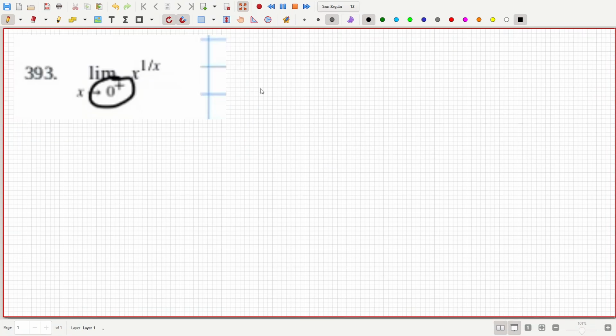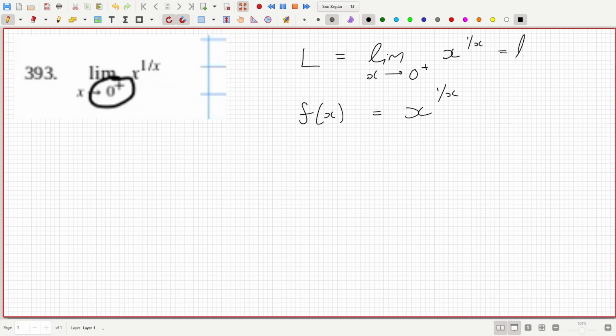Yeah, it was calculate this limit here. So I'll just write L equals the limit as x tends to 0 from the right, x power 1 over x. Now, if you want, you can think about it like this. f of x equals x power 1 over x. So we can just say this is the limit of this function I'm calling f of x, where f of x equals the function in question.